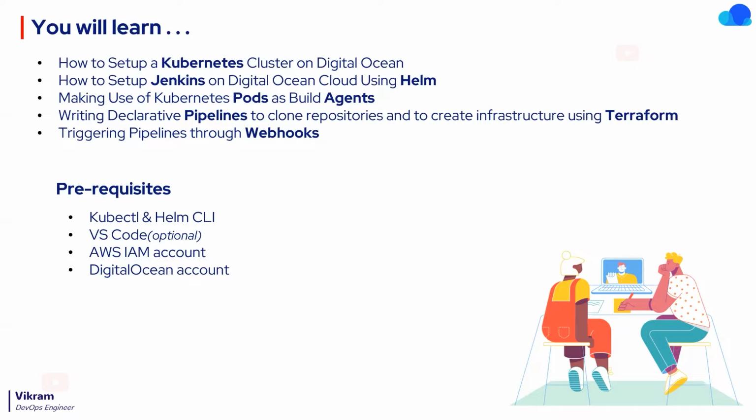The prerequisites are that we need to have kubectl and Helm CLI installed on your machine. I'll be using VS Code to write my pipeline. It is optional; you can use any text editor. We also need to have an AWS IAM account, so that Jenkins can talk to the AWS cloud to provision the infrastructure. And finally, we need to have a DigitalOcean account.